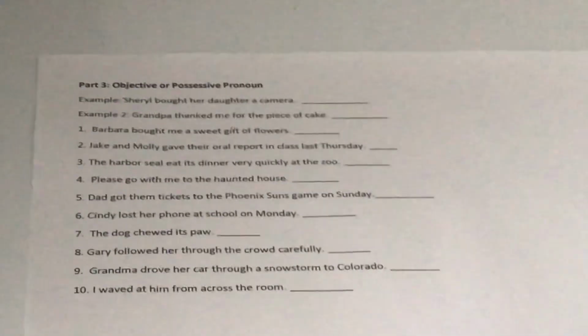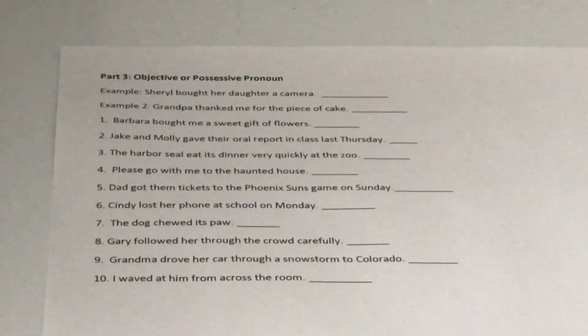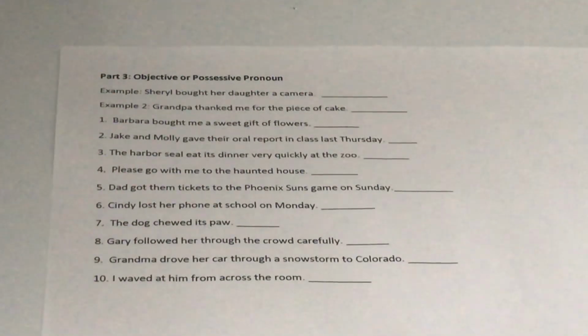Part 3, we are going to work on deciding if I have an objective or a possessive pronoun. The very first thing I want you to do is grab a highlighter if you're doing this on your own paper. If you're doing it on the computer, you can just highlight it right there on the computer. For each sentence, highlight your pronoun, because that will be important to helping us figure out what we have.